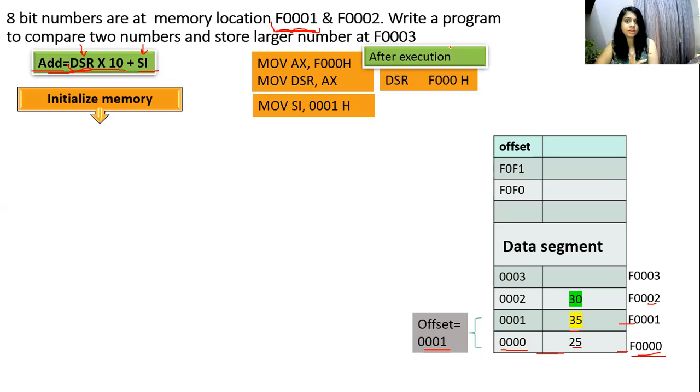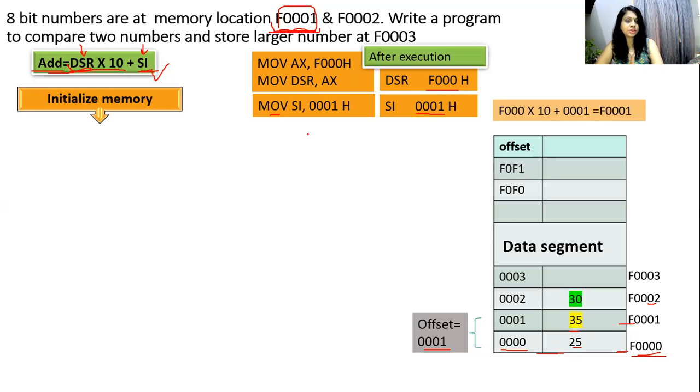Now transfer this 0001 offset into the source index register by using this move instruction. After execution of this instruction, SI will hold 0001. Now you know that DSR holds F000 and SI holds 0001. If you use this formula, you will get this particular address. Since we know this address, we have to decide which data should be transferred in DSR and which offset should be transferred in SI. Those are the calculations we have to make.